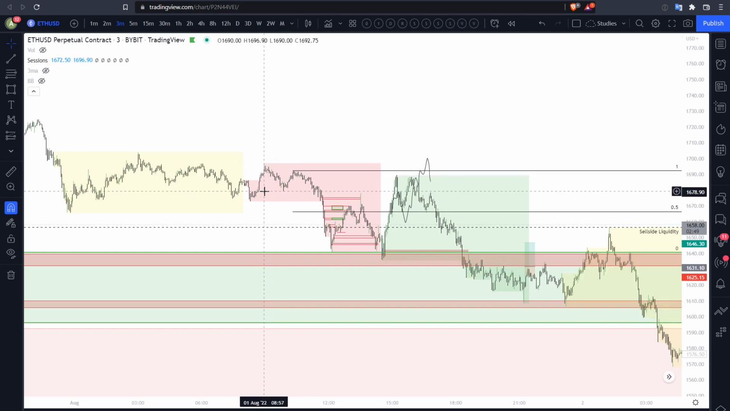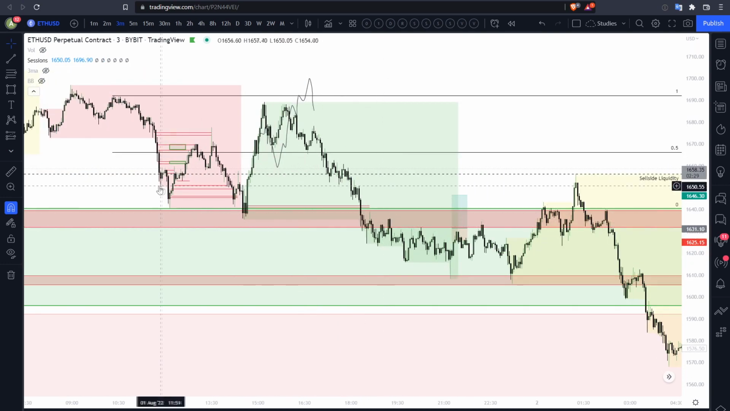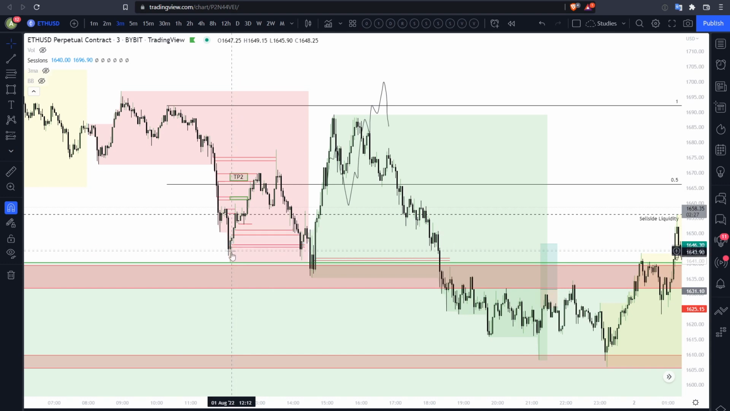So for example, here Asia established a range. This is range low, this is range high. London session took out the range low of Asia and established its own range high and range low. Now see how beautiful it is. London established this double bottom. As soon as New York session started, it took out the range low of London session. Then it progressed higher.